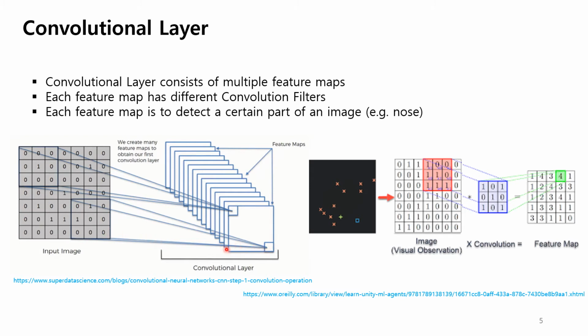So suppose the goal of this feature map is finding horizontal lines. Then this node in this feature map looks at this part of the image and tries to find a horizontal line, and this node looks at this part of the image and tries to find a horizontal line. That's what each node is doing in this feature map. That's the basic structure of a feature map, and that's the goal of each node in feature maps.